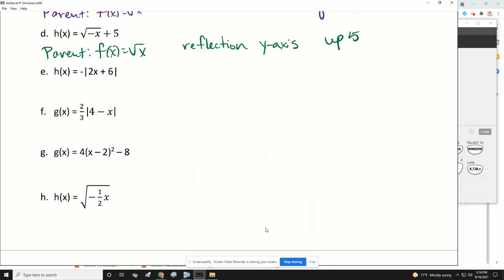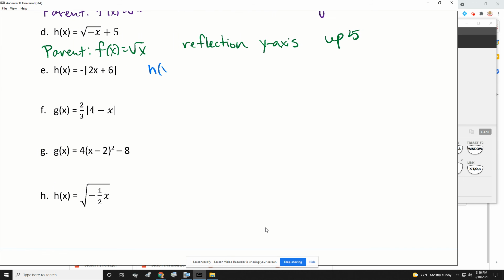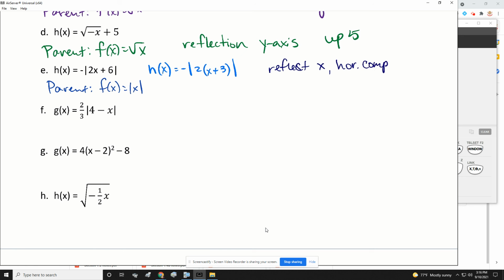So to take care of that, what we'll do is just go ahead and factor 2 out. Not outside of the absolute value, just outside of that expression inside the absolute value. Okay. And so our parent function is f of x equals the absolute value of x. And then from here, you can write down the transformations, which is reflection on the x-axis, horizontal compression, and left 3.